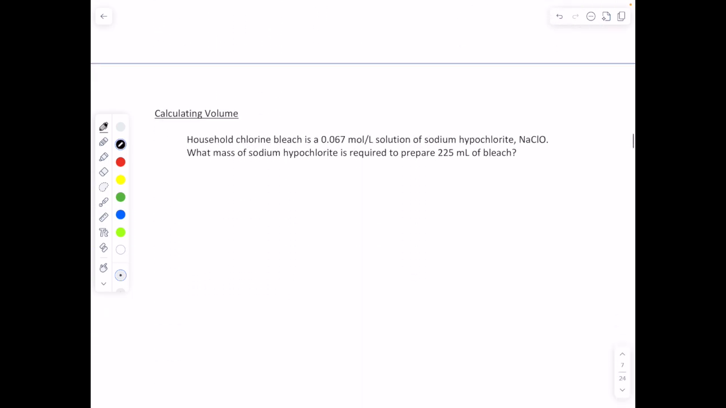Let's use the equation to calculate volume. Household chlorine bleach is a 0.067 mole per liter solution of sodium hypochlorite, NaClO. What mass of sodium hypochlorite is required to prepare a 225 milliliter sample of bleach?